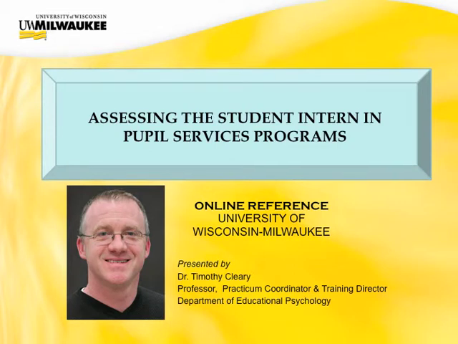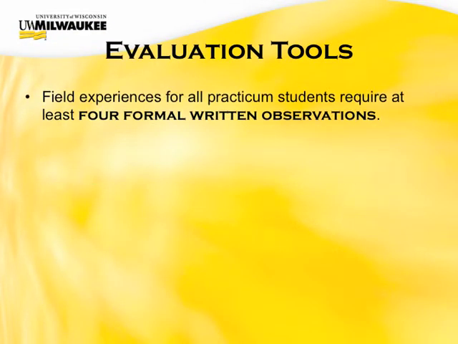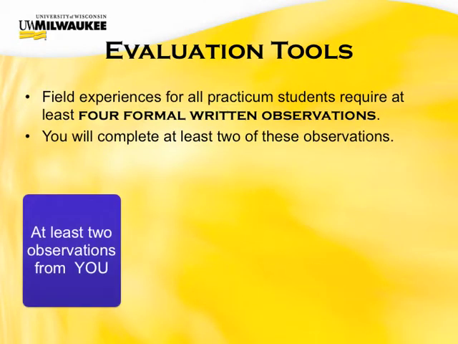Involves assessing the intern. And one of the most important things for us to consider when we're assessing the intern is the evaluation tools. And so the field experiences for all practicum students require at least 4 formal written observations. At least 2 of these observations will be completed by you, the school district-based supervisor or mentor.